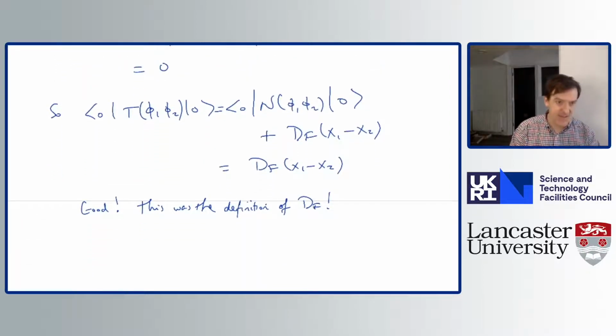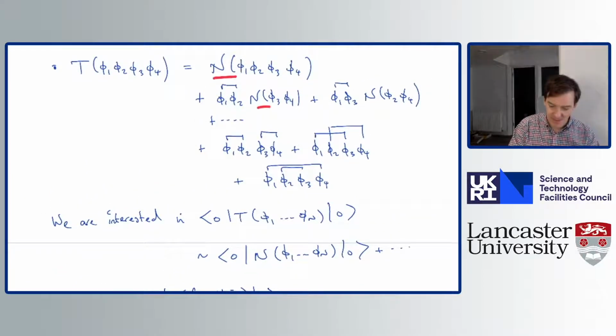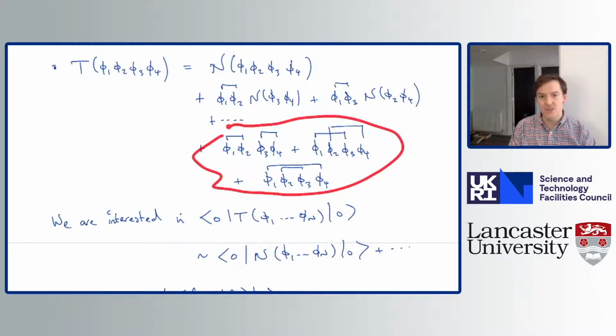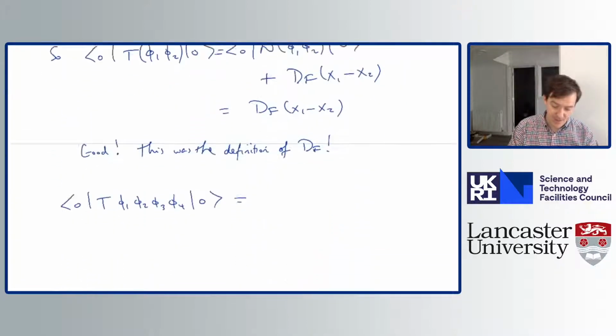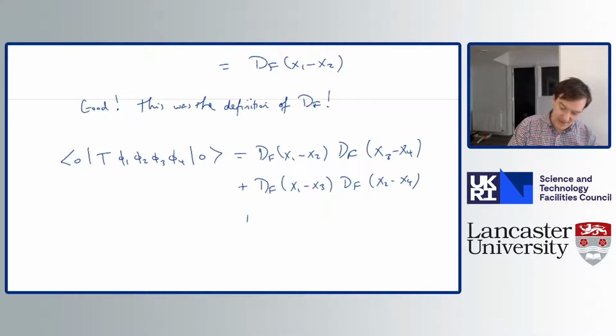And if we applied it to the case with 4 fields, we get all of these terms with N's in them somewhere. There's going to be a lot of them. And we end up with only 3 terms that don't have N's in them. So when we sandwich it between the vacuum states, we're only going to be left with these 3 terms at the bottom, which we can express in terms of Feynman propagators. So what we'll end up with is the following. We do the contraction of 1 with 2 and 3 with 4, plus the contraction of 1 with 3 and 2 with 4, and the contraction of 1 with 4 and 2 with 3.